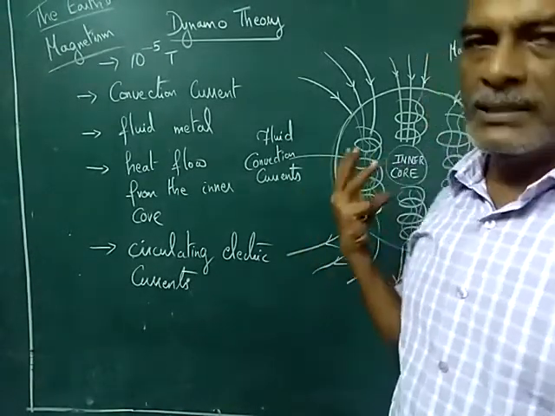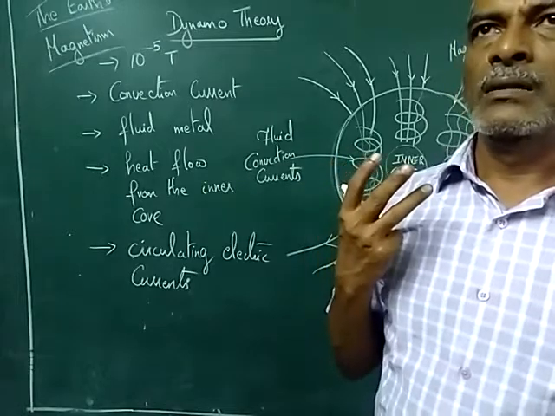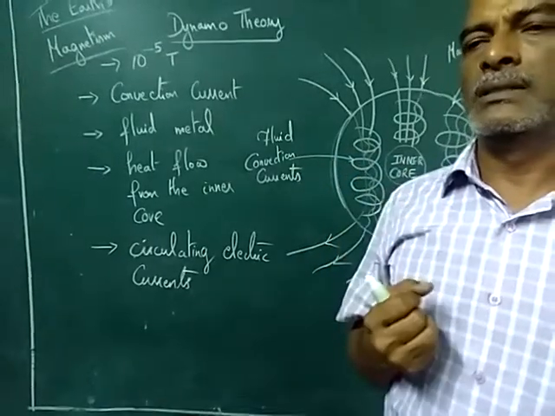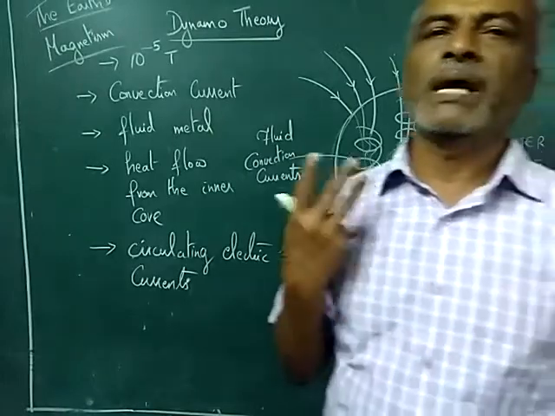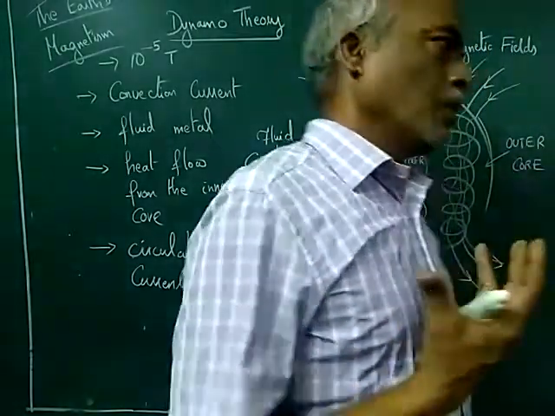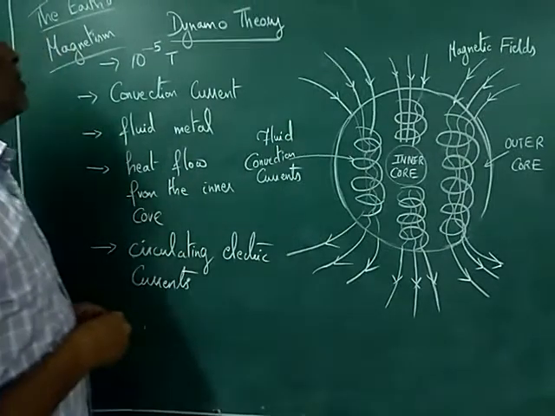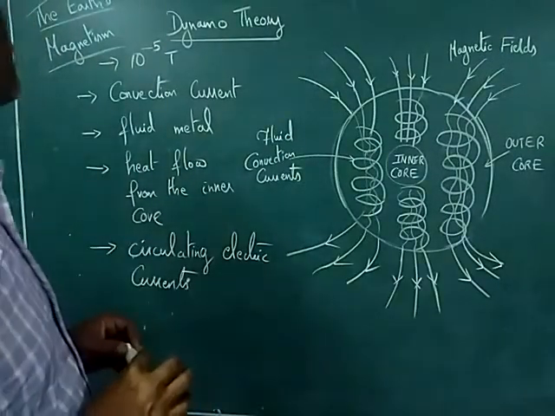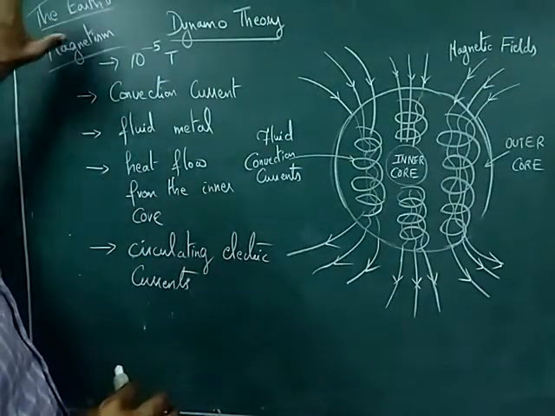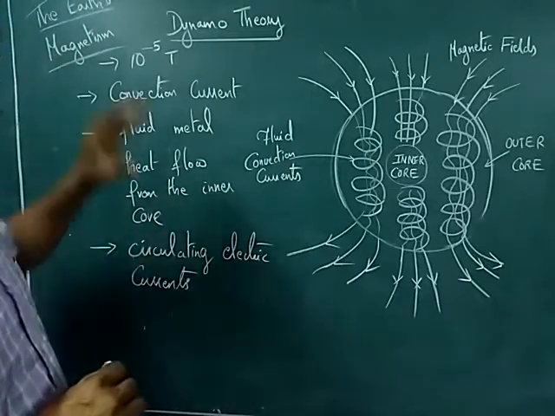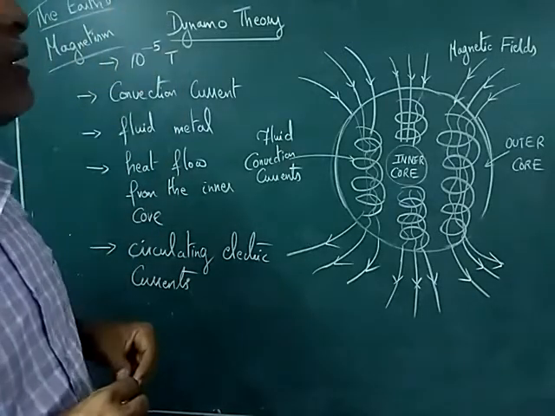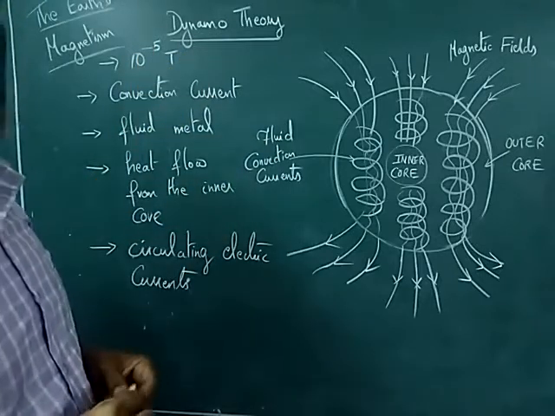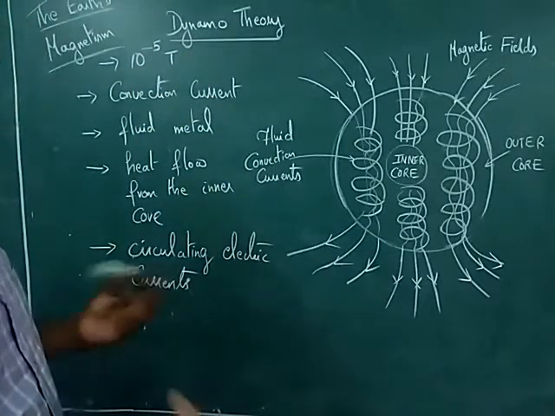Today we are going to see some basic facts about magnetism because of Earth, the magnetic field about Earth, and how it generates a magnetic field. The basic idea is that we are going to deal with the Earth's magnetism and, more importantly, the dynamo theory, or dynamo concept or principle.